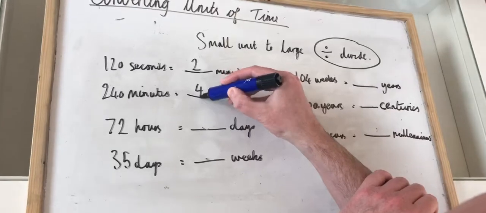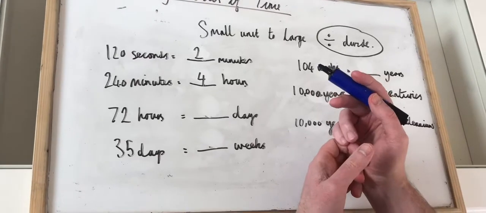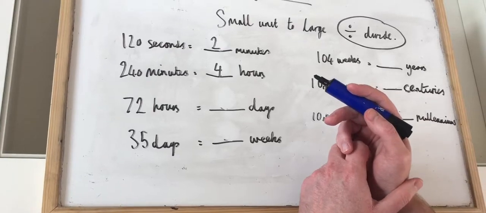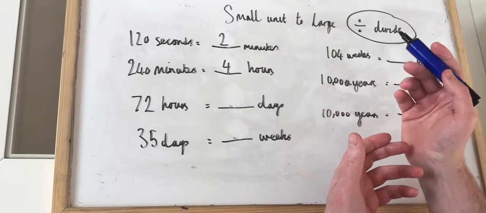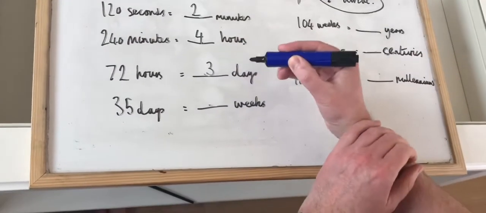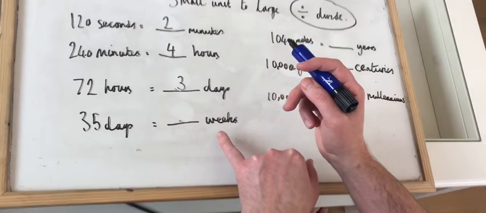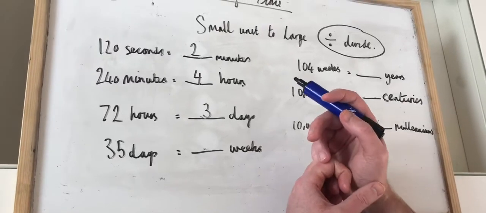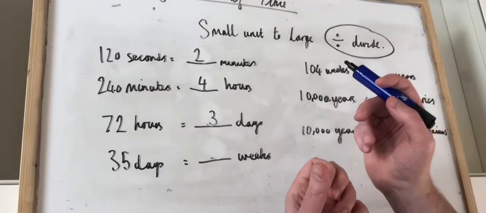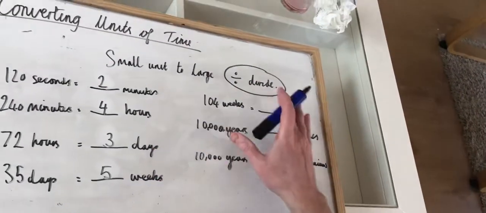And how many lots of 60 are in 240? 4. Brilliant, well done. In this case, we've got hours and days, so our basic conversion is how many hours in a day? 24. Brilliant. So we're going to divide by 24, and the answer is 3. Yeah, 3 lots of 24. Perfect, well done. And if we have a look at this one, it's days and weeks. So how many days in a week? 7. Fantastic. So what are we dividing by? 7. And how many 7s in 35? 5. Brilliant, well done.